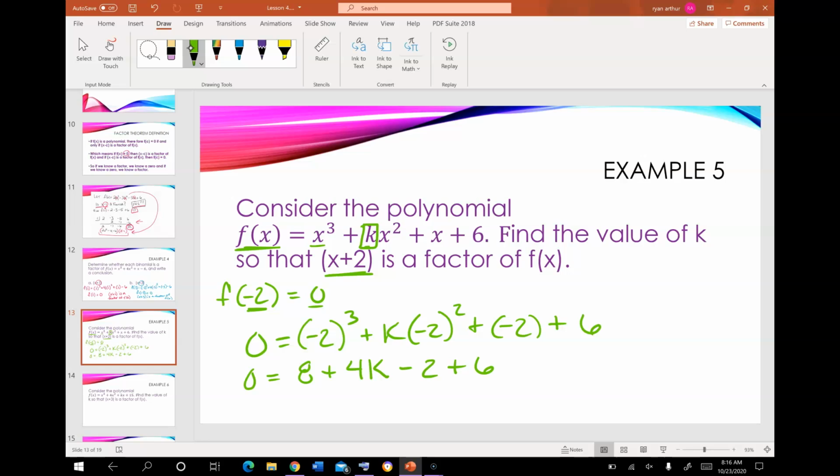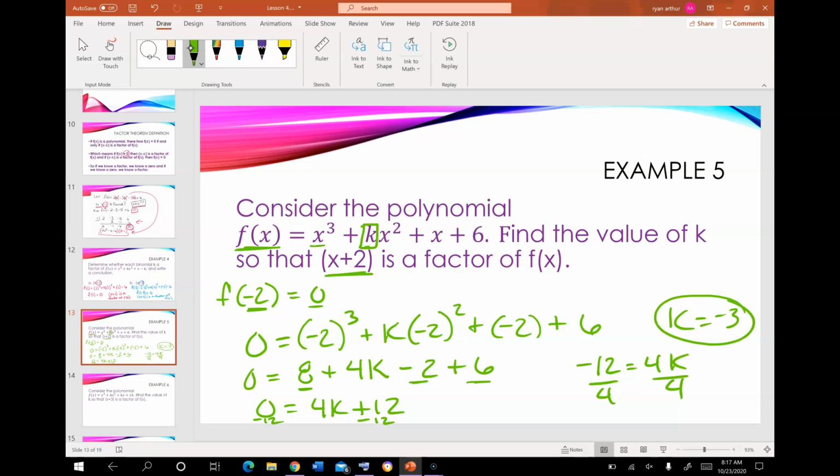Okay, we're going to combine like terms. I can say 8 minus 2 plus 6. 8 minus 2 plus 6 gives me 12. So now I have 0 equals 4k plus 12. Keep solving. We got to get k by itself. So we're going to subtract 12. When I subtract 12, I get -12 equals 4k. Divide by 4, and k equals -3.